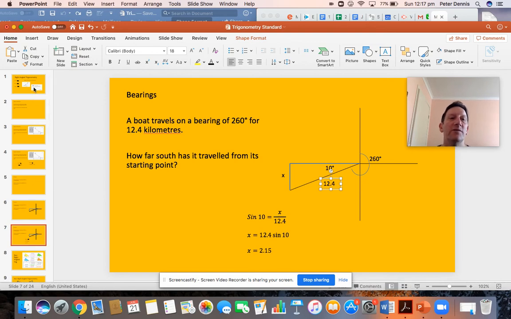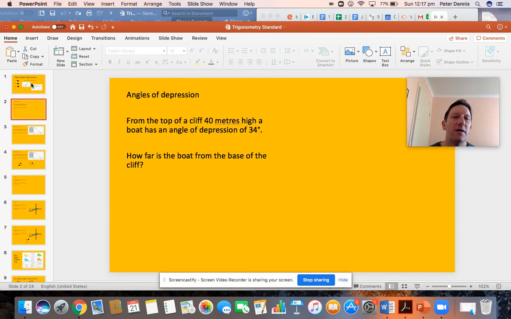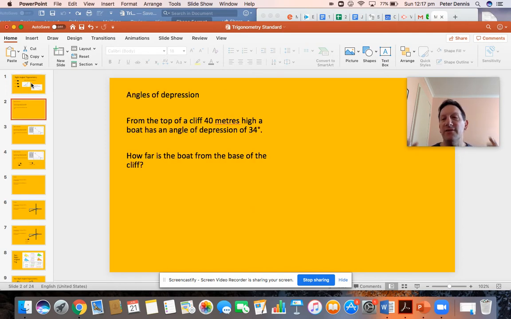Okay, let's look at right-angled trig, a bit of a revision of trigonometry in Year 11 and 12. So you've got right-angled trig: sine, cos, and tan. Sine is opposite over hypotenuse, cos is adjacent over hypotenuse, and tan is opposite over adjacent. One of the things that you need to be able to do is these questions on angles of depression. It's really only one very small step above angles of elevation.